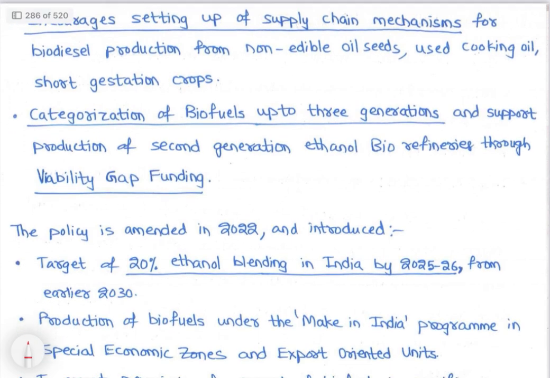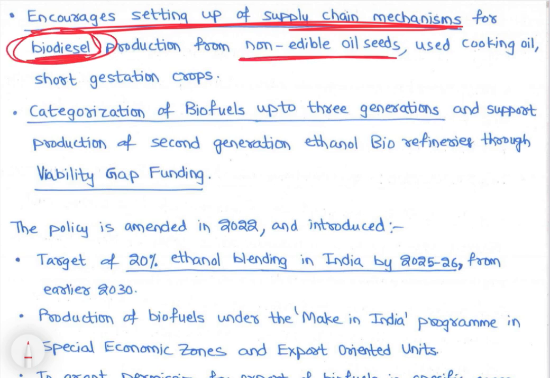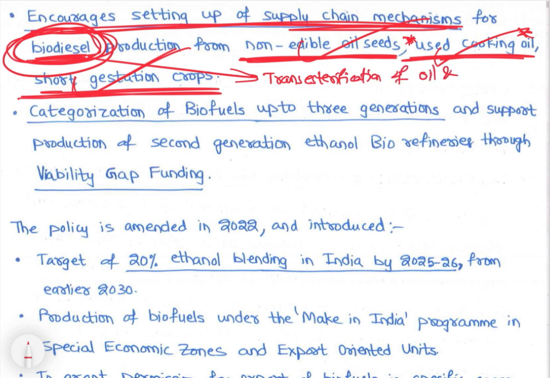Then it encourages setting up of supply chain mechanisms for biodiesel production from non-edible oil seeds, used cooking oil and short gestation crops. Again ये भी important है. So used cooking oil can be used for biodiesel production. See, biodiesel production, esterification of oil and animal fat से biodiesel बनेगा. So उसके लिए used cooking oil, short gestation crops and non edible crops can be used, right?